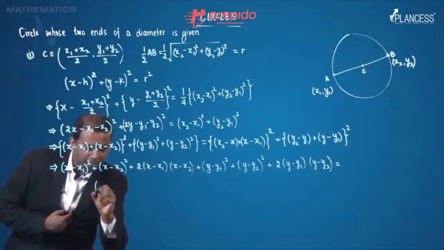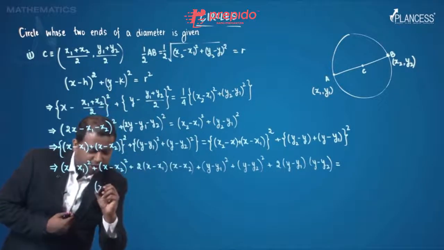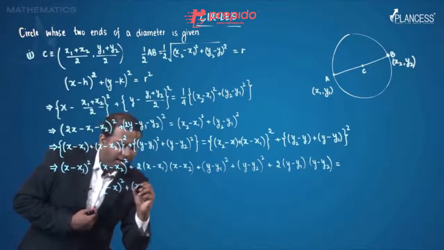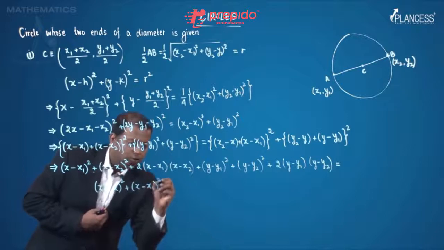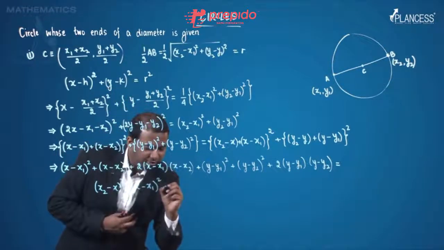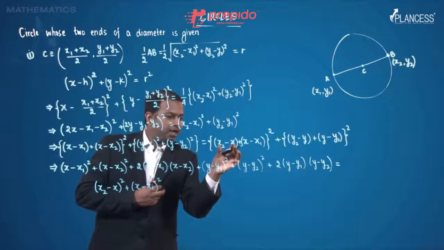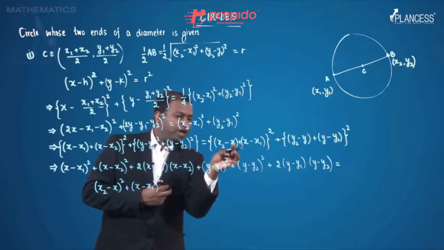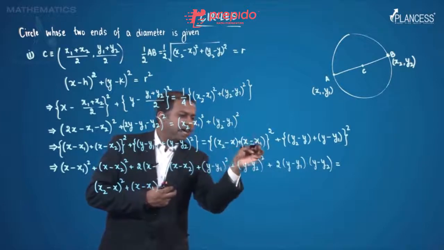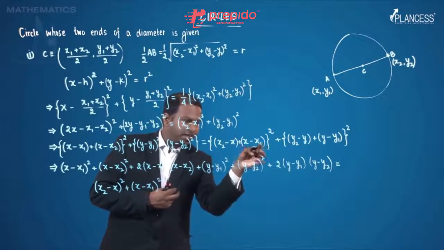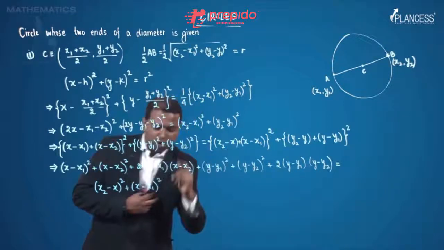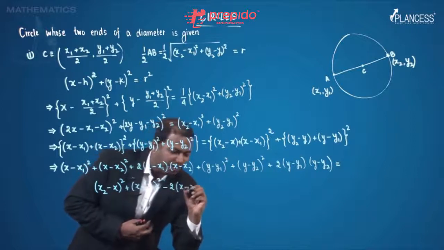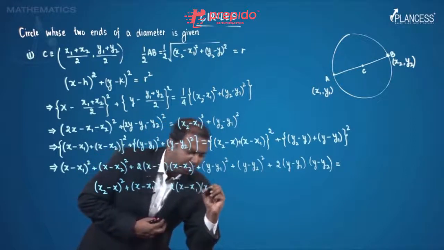So we have (x2 − x)² + (x − x1)², and then we have plus 2(x2 − x)(x − x1). What I want to do is write x2 − x as x − x2, so what I'll have to do is take a minus common. So here we'll have a −2, and then we are left with (x − x1)(x − x2).